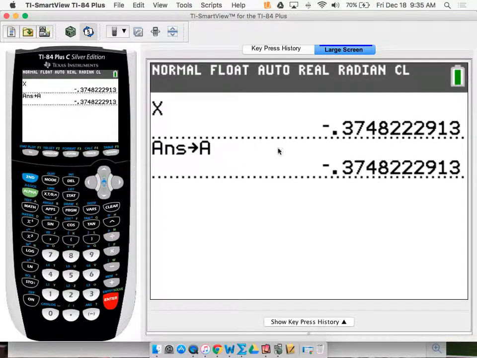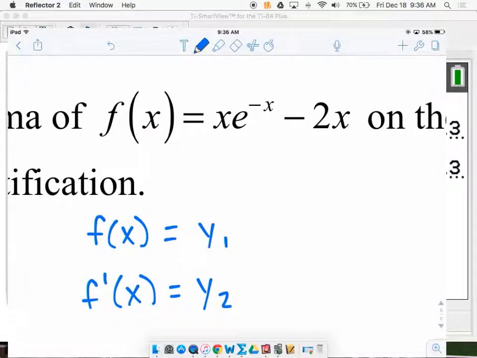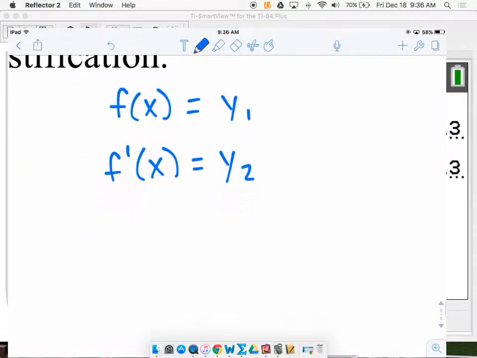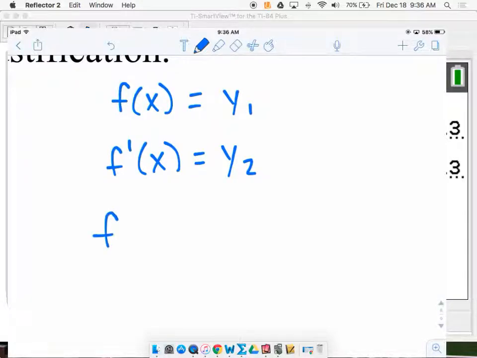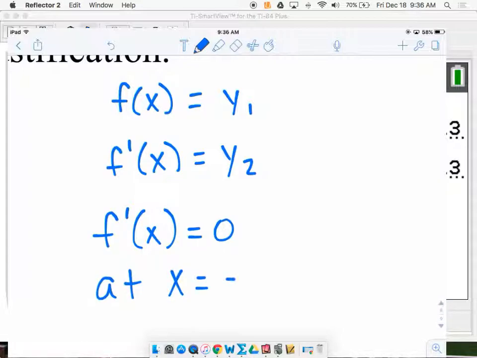Okay, so what I just did is I stored this value now as A. So when I have to plug it back in, it's going to be easy for me to find. All right, so go back to your paper now. So you should write down f prime of x is equal to 0 at x equals negative 0.378.